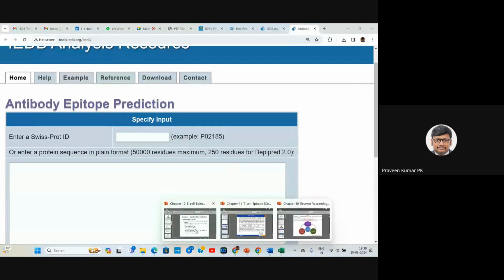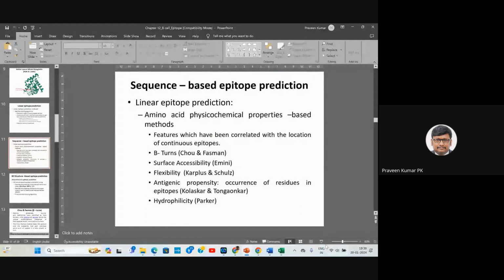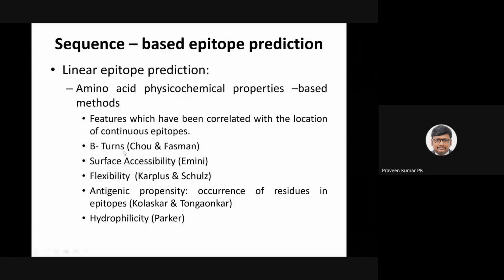Now I take you to the presentation. So first, if you see this kind of beta turns, Chou and Fasman has developed a method. And if you want to work on surface accessibility, Emini has developed a method. And for flexibility of epitopes, Karplus and Schulz has given importance. And antigenic propensity is based on the physical-chemical properties of amino acids, the occurrence of residues in epitopes. Kolaskar and Tongaonkar have proposed an algorithm for it.